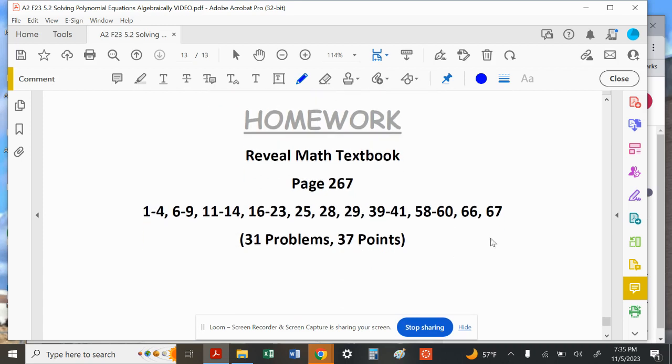Reveal math textbook. You have 31 problems, 37 points. Yes, you have a lot of problems, but I did 9 of them, or 8 of them. So you have 23 problems, and they're not due for almost a week, actually for a week. And that's it.